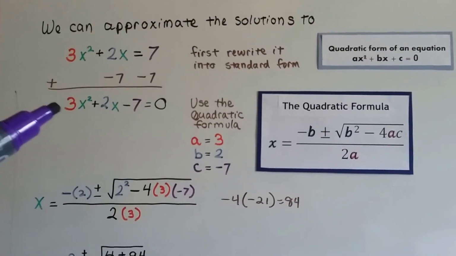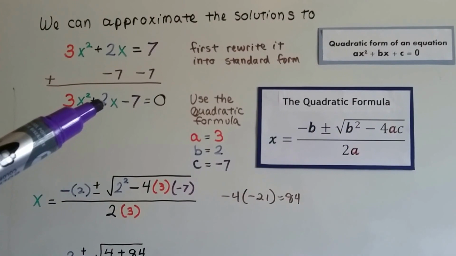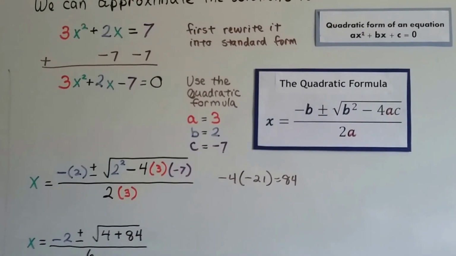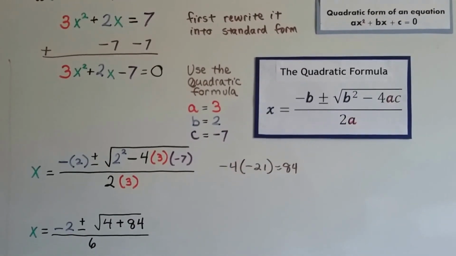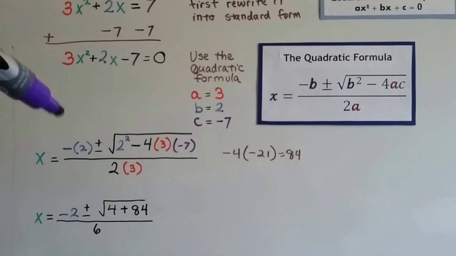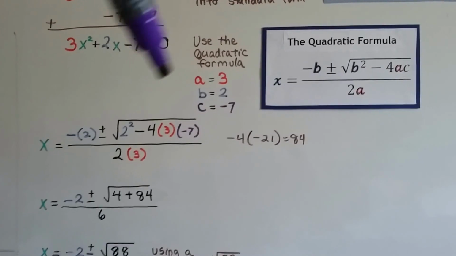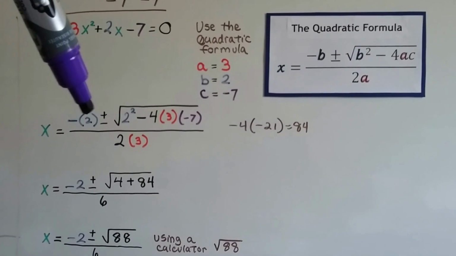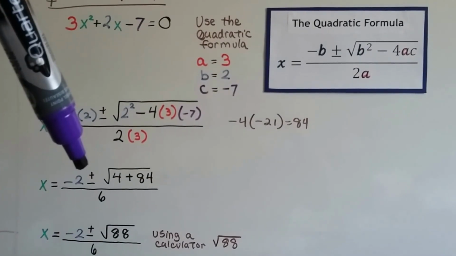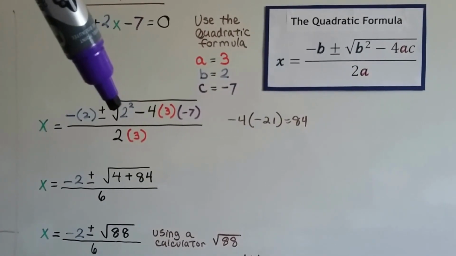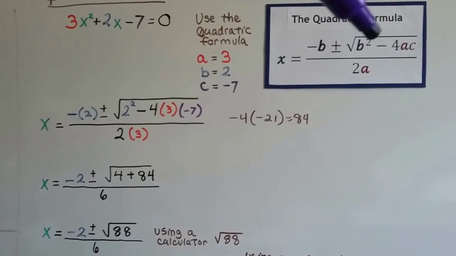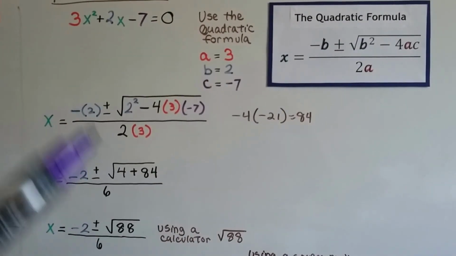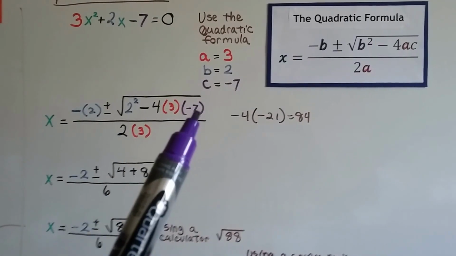We've got 3 for a, 2 for b, and a negative 7 for c, and we substitute those into the quadratic formula that we talked about in the last video. And we get, instead of this, we get this. So now we can distribute this negative into the 2 and get a negative 2 plus or minus. Instead of b squared, we have 2 squared because that's the value for b. And here's the value for a and the value for c.